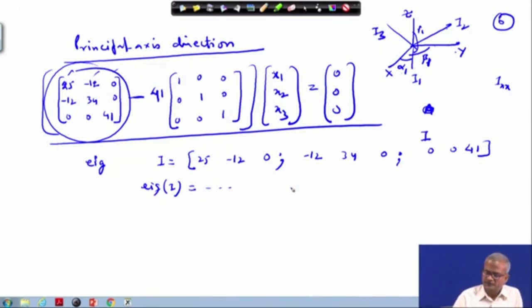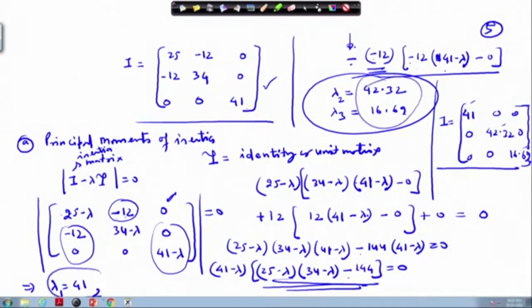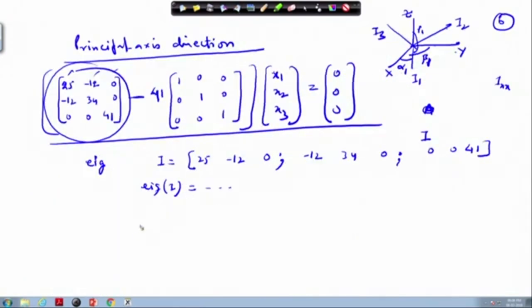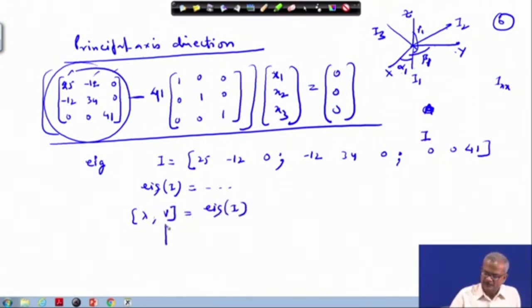The three eigenvalues we have written on the previous page: these two here and one here in this place. So, lambda 1 is 41. These are the three eigenvalues that you will get using these commands. Instead, if you write in this format, the V, lambda format, and write it like this, this also gives you the corresponding eigenvectors.